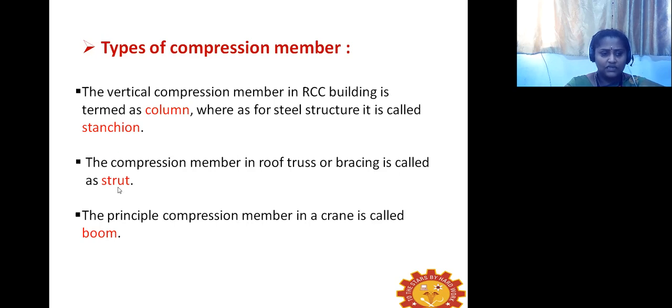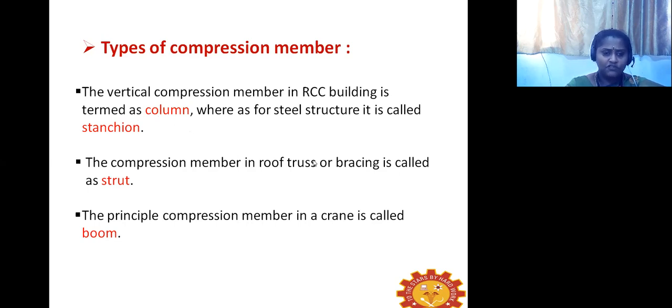Here come the types. A vertical compression member in reinforced concrete buildings is termed a column. That is what I was telling earlier. In the definition case, we call the vertical structural member subjected to pure compression a column. Whereas in steel structures, it is called a stanchion. The name alone is different, but the purpose is the same. Whether steel column or concrete column, it is subjected to pure compression. In that, there is no change. In a concrete building, we call it a column, whereas in a steel structure, we call the same a stanchion.